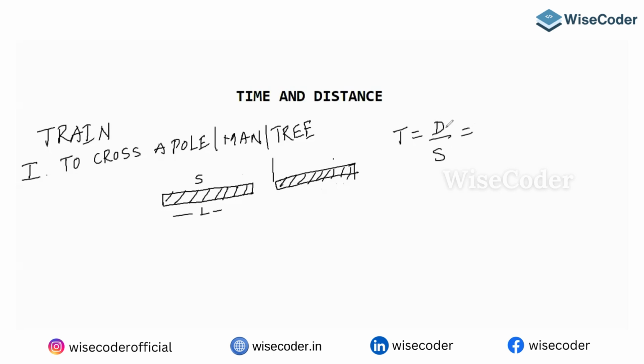Distance by speed. What do you mean by distance? Length of the train. And what do you mean by speed? Speed of the train. So to cross a pole, the distance is the length of the train, and the speed is the speed of the train. This is the first variety, to cross a pole. I hope everybody understood.